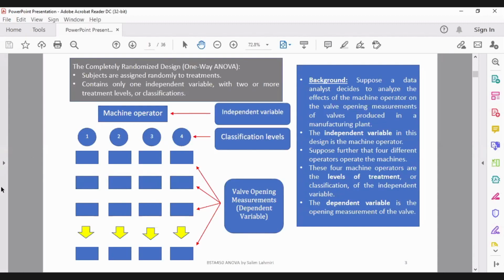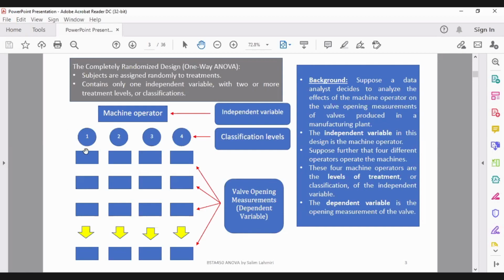So let's define a completely randomized design. A completely randomized design is what we call one-way ANOVA. So subjects are assigned randomly to treatments. Under this scheme, subjects are assigned randomly to treatments. The experiment contains only one independent variable with two or more treatment levels or classifications.